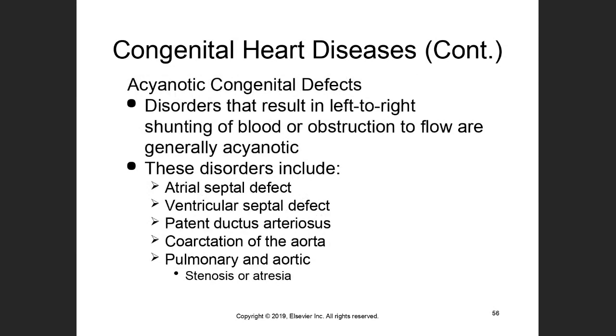Okay, now we have acyanotic congenital heart disease. We have atrial septal defects, ventricular septal defects, patent ductus arteriosus, coarctation of the aorta, and pulmonary and aortic stenosis or atresia. Those are called acyanotic or late cyanosis. That means that they are not cyanotic at birth. Okay, at birth they are normal.